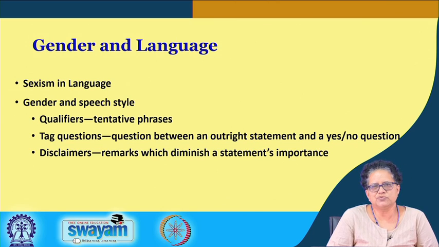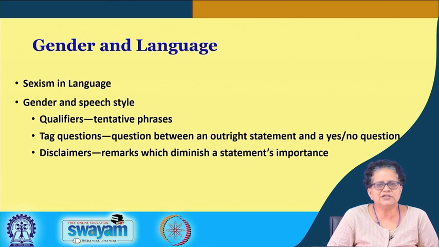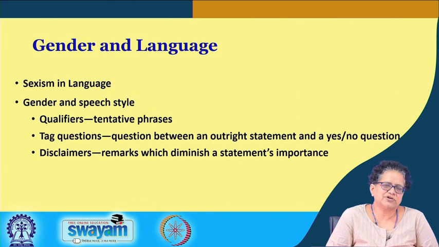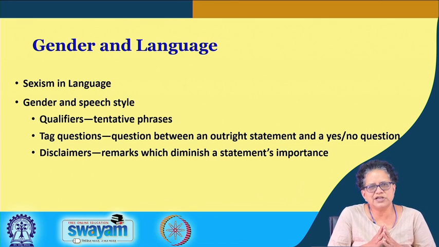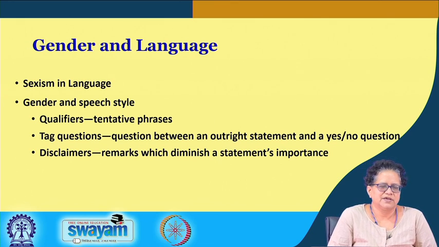If we come next to gender and speech style, then males and females, or the masculine and the feminine gender, have different speech styles, totally different from each other. Women are more tentative and fidgety in their speech style. The spoken communication of women is constituted of three main parts which are given here.